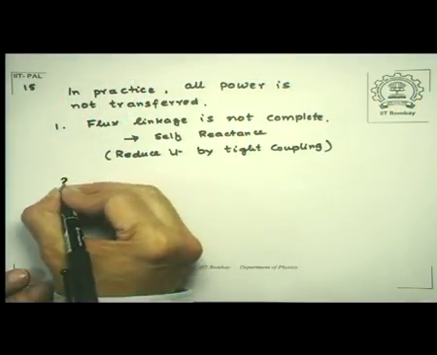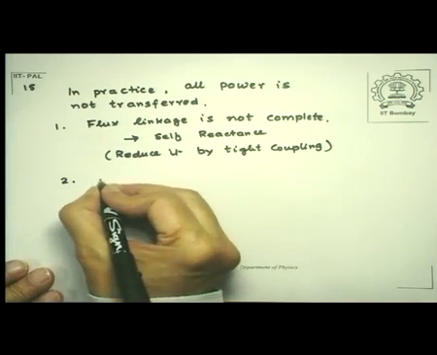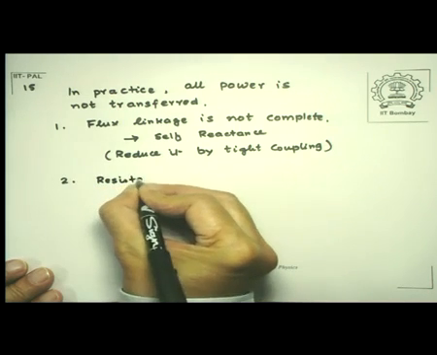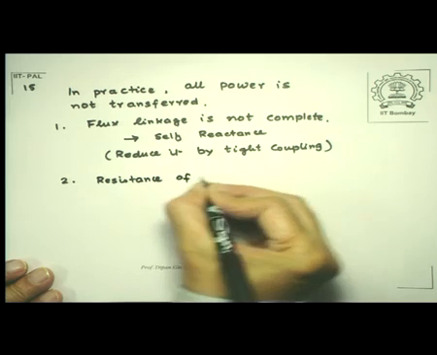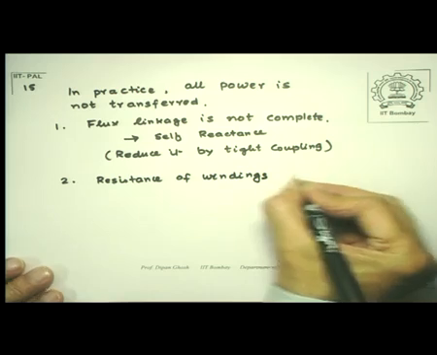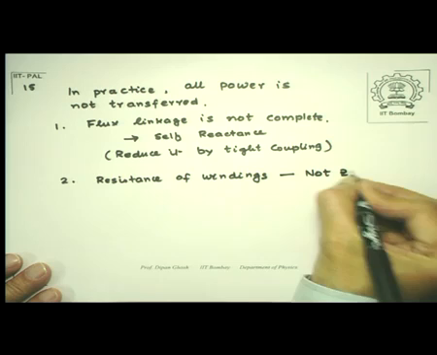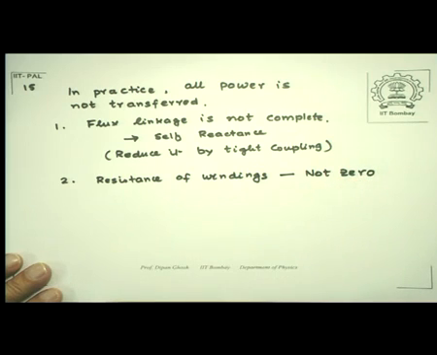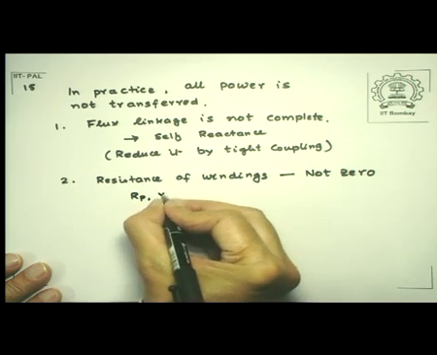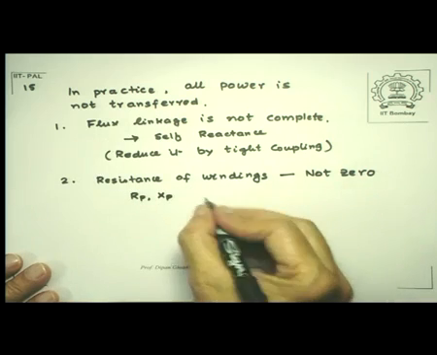The second assumption which is wrong is we have assumed that the resistance of the windings is 0, but that is really not true. The resistances of the windings are not 0. In other words, the transformer is never ideal. Let us suppose Rp and Xp are the resistance and the reactance of the primary circuit.